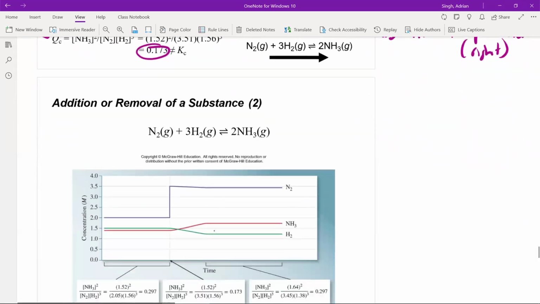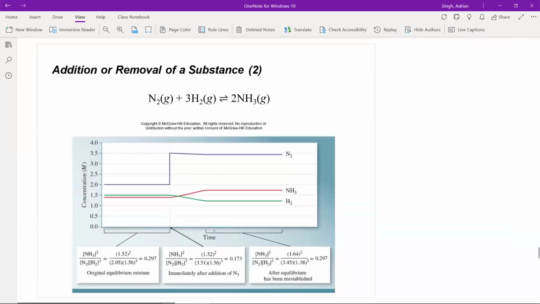We can plot the concentrations as a function of time. So originally here we have our equilibrium concentrations of the N2, the H2 and the NH3. And then at this point right here, we've introduced the stress, right? And the stress to the system is we added N2. Obviously, the concentration of the N2 goes up.